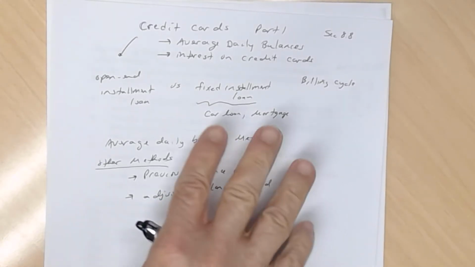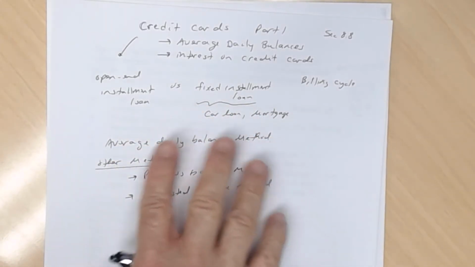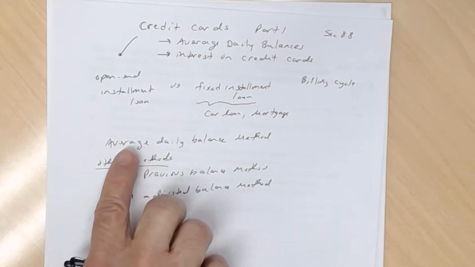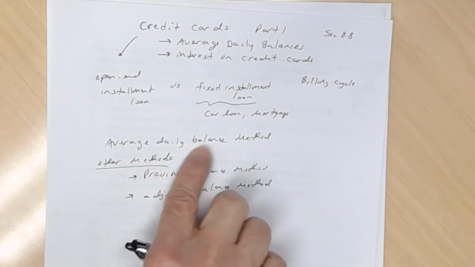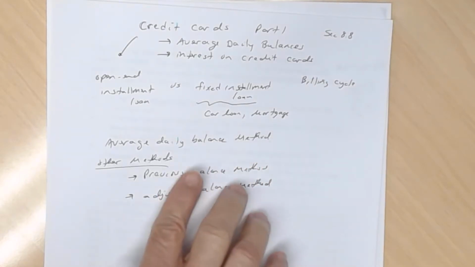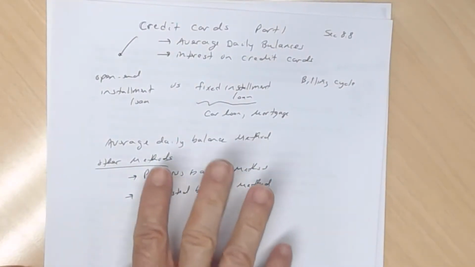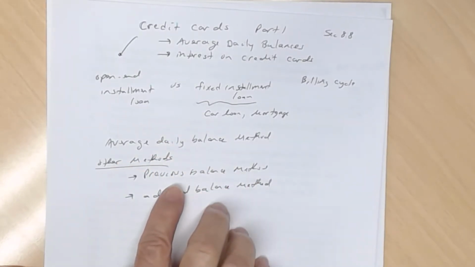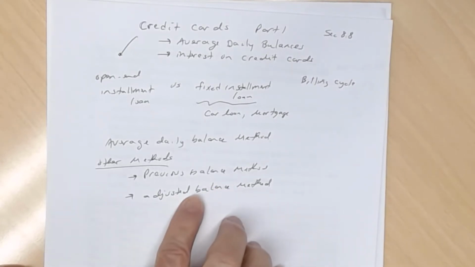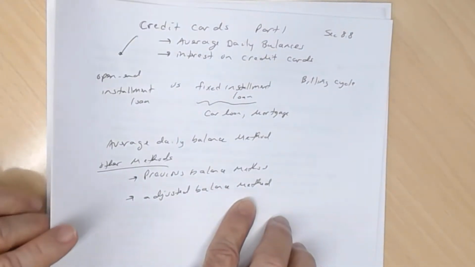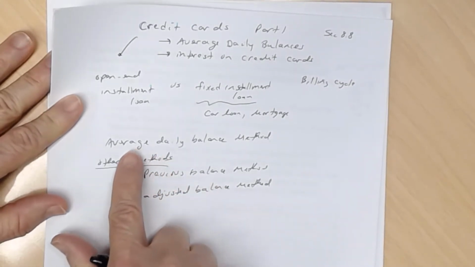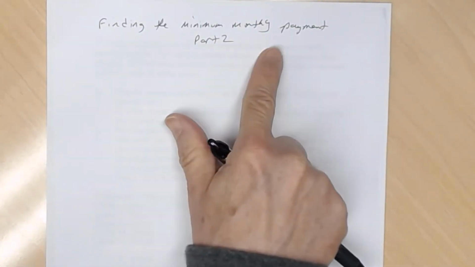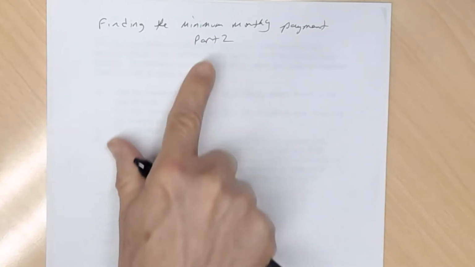Now for our lesson, for credit cards, we're focusing on finding the average daily balance method. That's the method we're using. There are other methods we discussed last time, and these are going to be in your notes in Canvas if you want to learn more about these. There's the previous balance method and the adjusted balance method. But for the most part, many banks use the average daily balance method to determine the minimum monthly payment. Okay? All right, so this is part two.